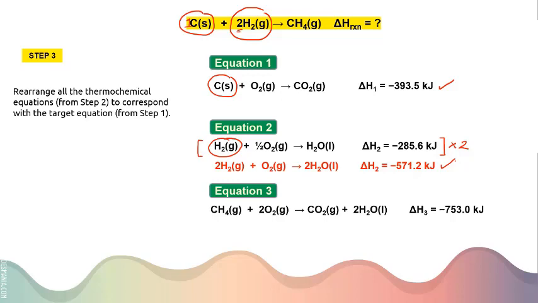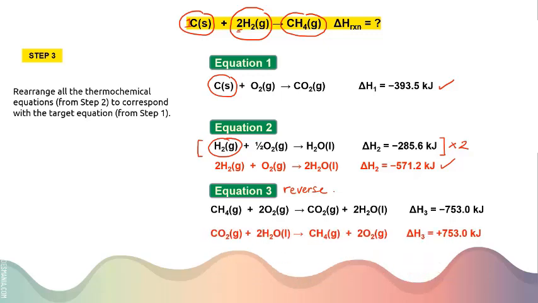Since 1 mole of methane gas appears at the right side of the target equation, equation 3 must be reversed. This will change the sign of delta H3. Thus, the thermochemical equation 3 becomes 1 mole of carbon dioxide gas reacts with 2 mole of water liquid, produces 1 mole of methane gas and 2 mole of oxygen gas. And the value of delta H3 becomes positive 753.0 kilojoule.